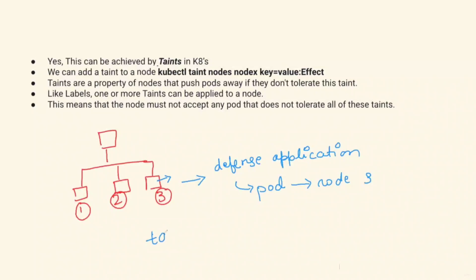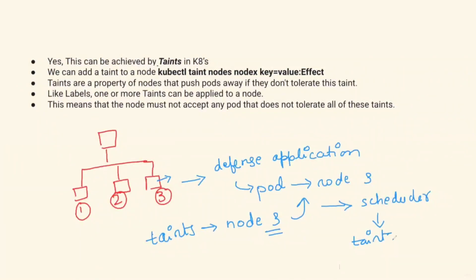What we can do is we can add a taint, like you see above, on node 3. And what happens is we can give this taint information in our deployment. And because of this, when this pod gets into the provision state, the scheduler, which is responsible for deploying it, is going to check the taint criteria, and it is going to make sure it gets provisioned in node 3.